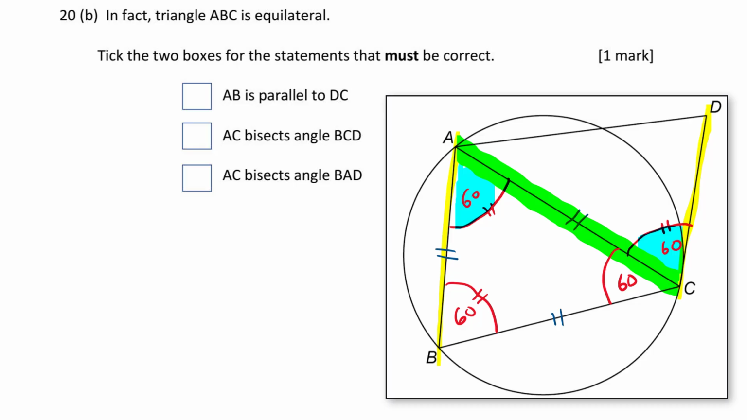Let's just check each one of these in turn. Is line AB parallel to DC? Is that true? Is AB parallel to DC? Yeah, that's not going to change that, is it? That's what we just showed before. So AB is still parallel to DC. Yes, that's still true.